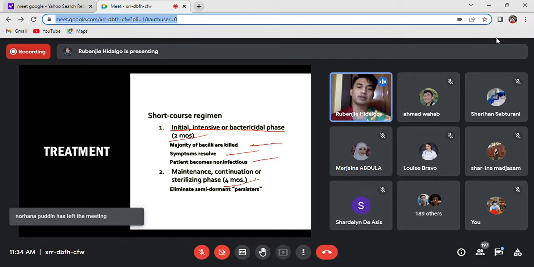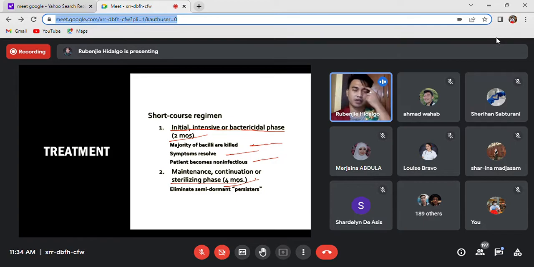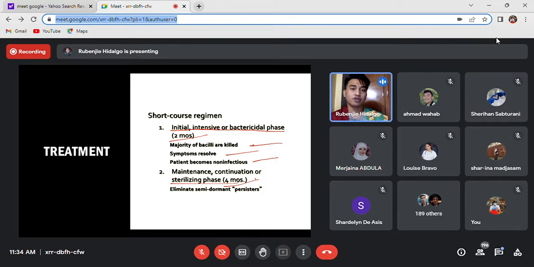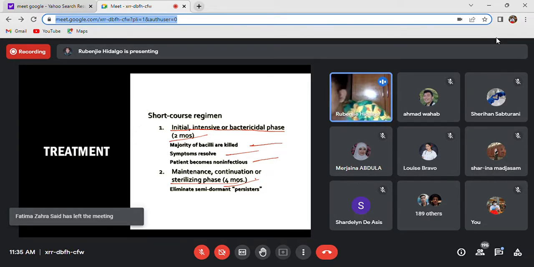On the 4 months, ang gagawin po niyan, sterilizing phase. When you say sterilizing phase, lahat ng dormant and semi-dormant TB, doon siya nililinis. Plus, nililinis niya yung ginawang pag-eradicate on the first 2 months. So, nagets niyo yung point ng short course regimen? Nagets niyo po?